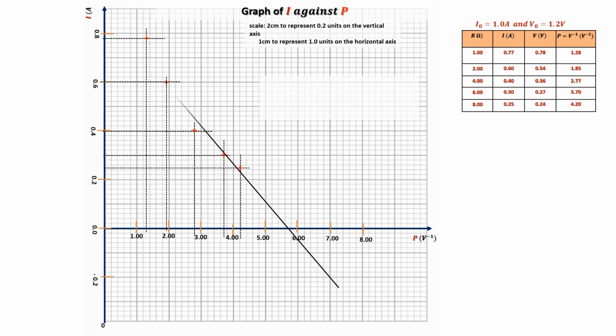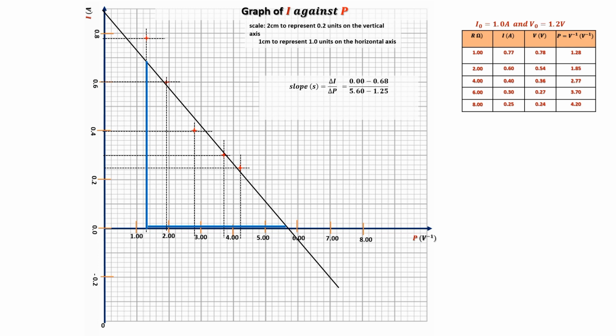So we join this graph with a straight line, which is the line of best fit. And also taking a convenient right angle triangle on the graph, we will find our slope. This slope is a negative slope because it's slanting downwards, not upwards. So slope is change in the vertical axis over change in the horizontal axis.